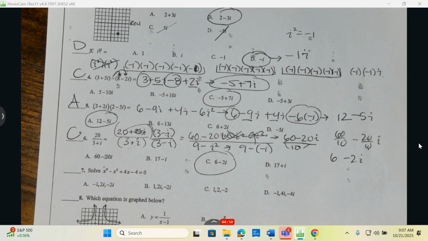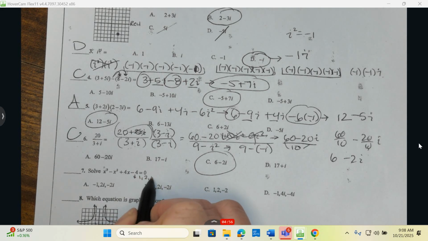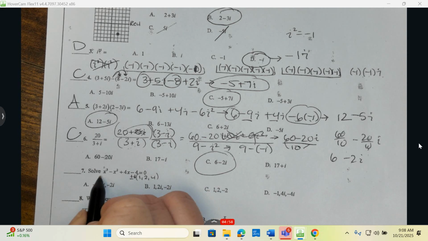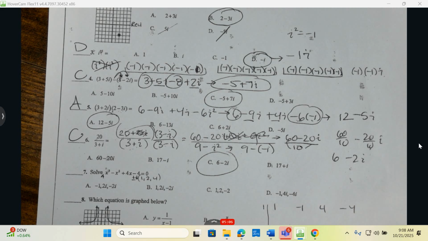Let's look now at number 7. We're asked to solve, so I'm looking at what the factors of 4 are: 1, 2, and 4. And we're lucky because the leading coefficient is 1. So I'm going to come off to the side here and test 1, negative 1, 4, negative 4. I'm going to use a pencil in case it doesn't work, so I can test a different value if needed. Let's start by testing 1.